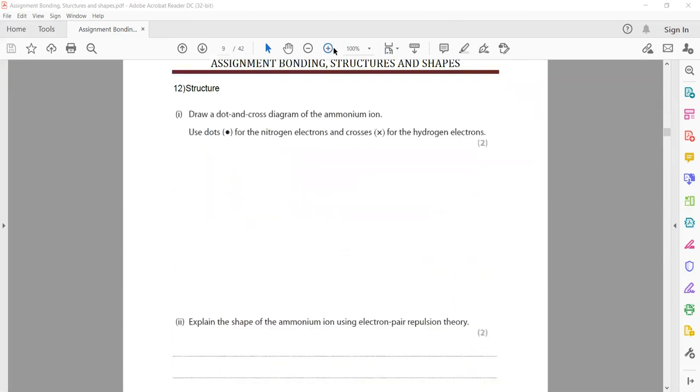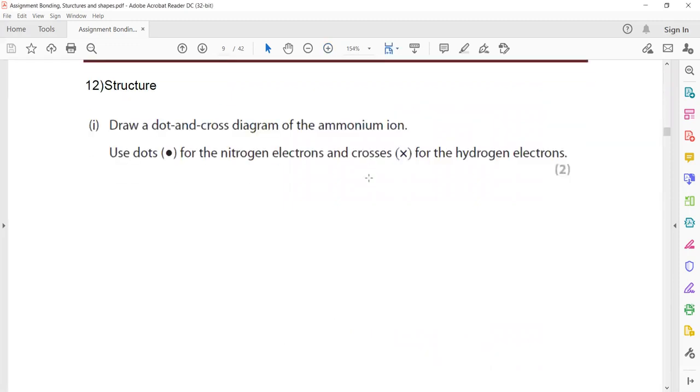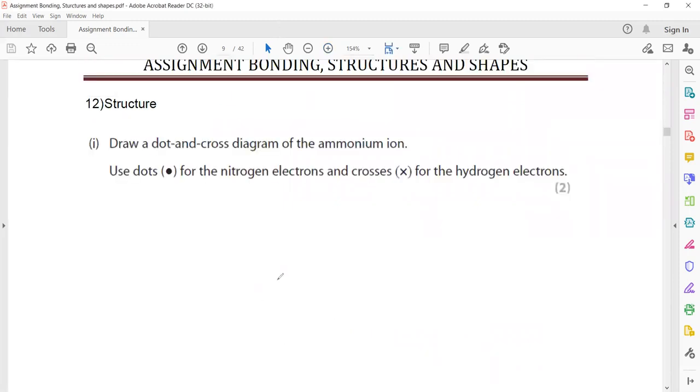For question 12, which is a structure question, dot and cross diagram for the ammonium ion. An ammonium ion is NH4 with a charge of +1. Nitrogen belongs to group 5, so it will share 3, and hydrogen will share 1. Then there's a lone pair, and that lone pair of nitrogen is shared with another proton, so the overall charge will be positive. Or there's a dative bond between the nitrogen and one of the hydrogens.